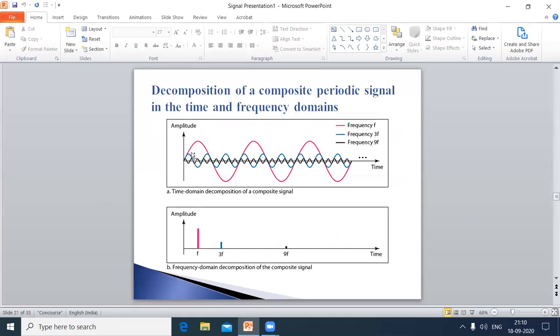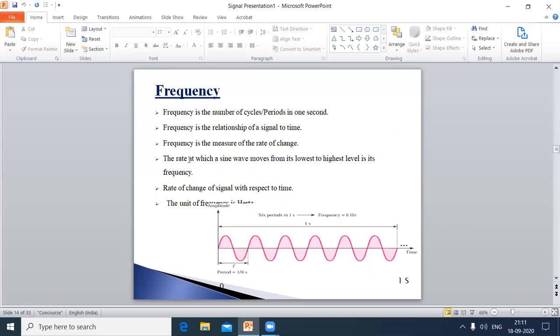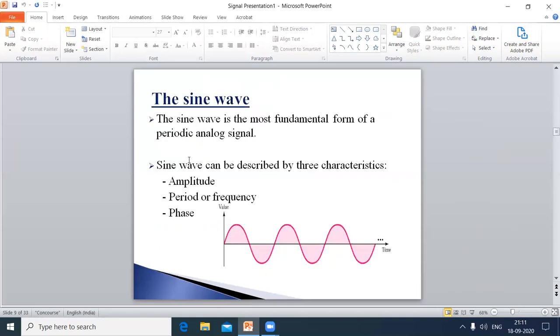Okay, multiple sine waves. One sine wave, one, two, three. Okay. Sine wave. The sine wave is the most fundamental form of periodic analog signals.